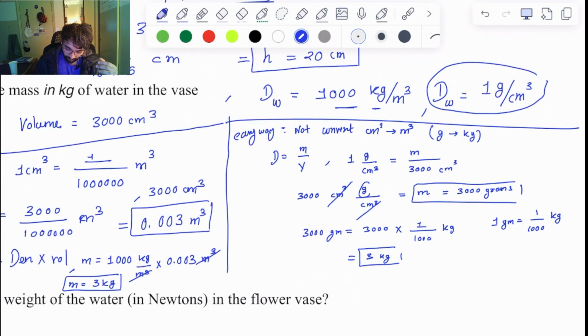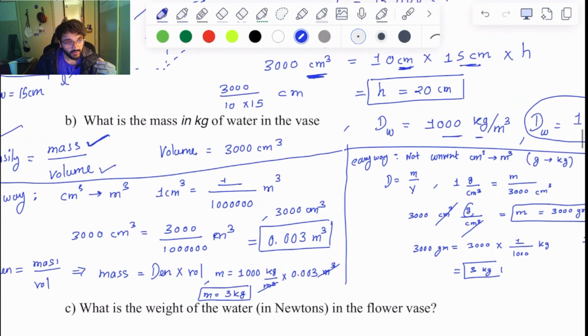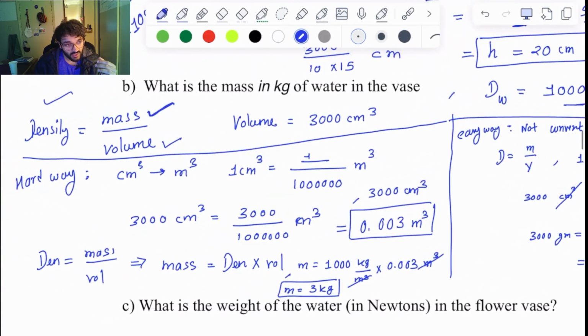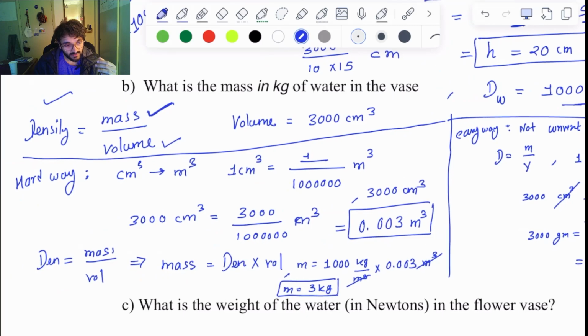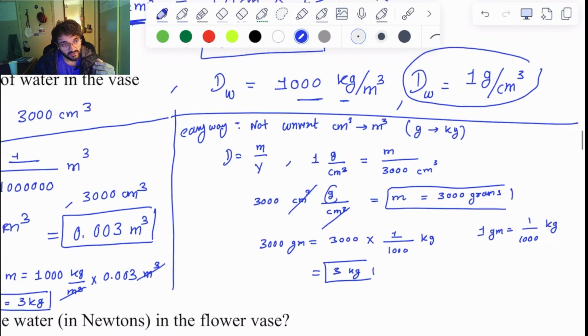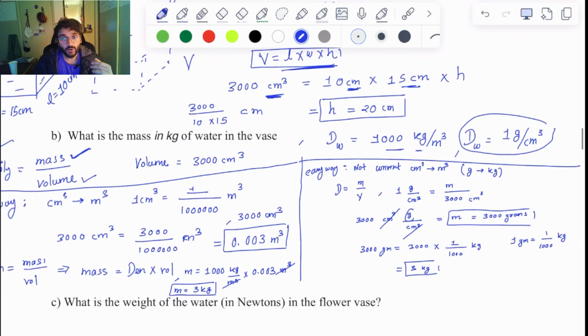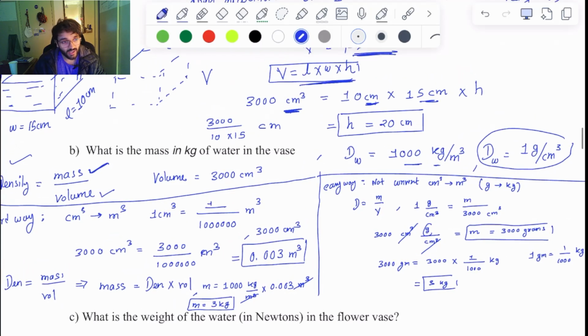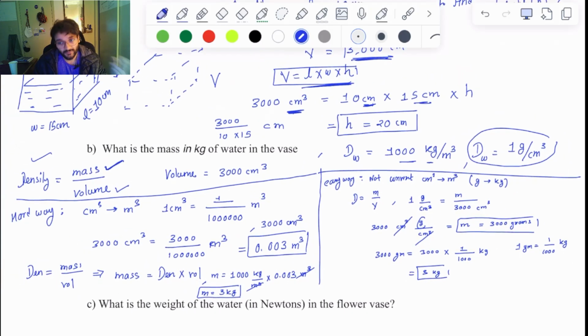So it checks out both ways. Doing the hard way, the answer was 3 kilograms, and then again I did the easy way, and the answer was again 3 kilograms. Okay, so I would say do not rely on only one way. Please understand how to do both ways, because it is also really important to understand how to convert centimeter cube to meter cube.